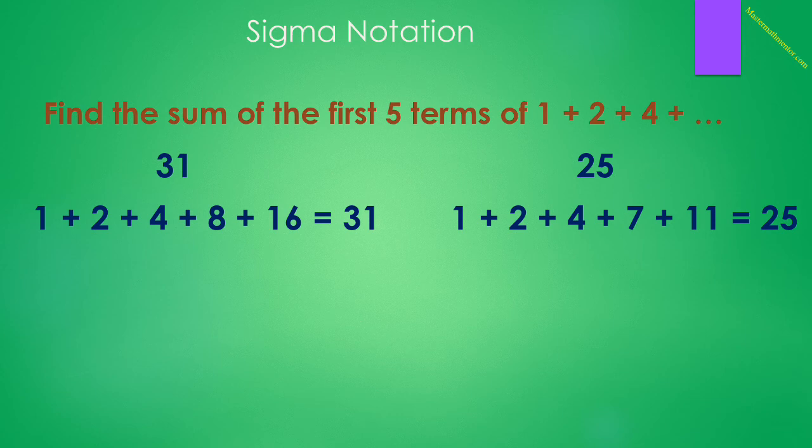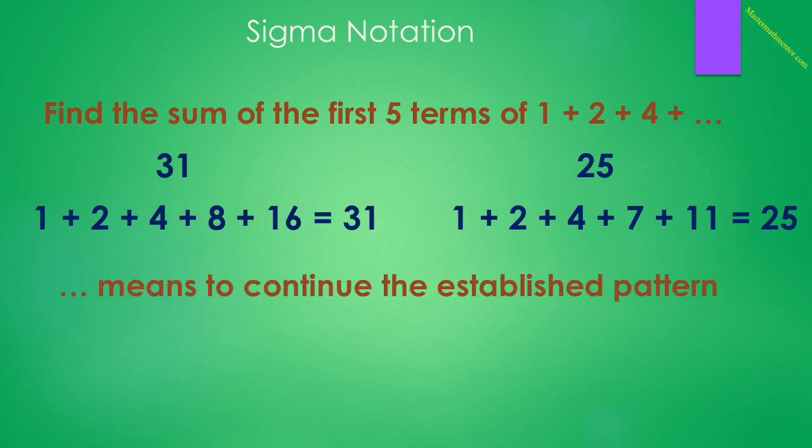Which is right? The problem is the use of the ellipsis. That means to continue the established pattern. But with only 3 terms, it is very difficult to figure out what that pattern really is. We need more terms. And even if we had more terms, the pattern is not always obvious. We need a better way to describe this problem.